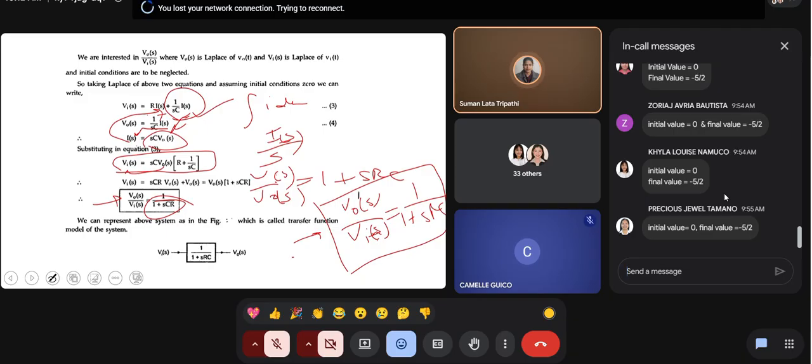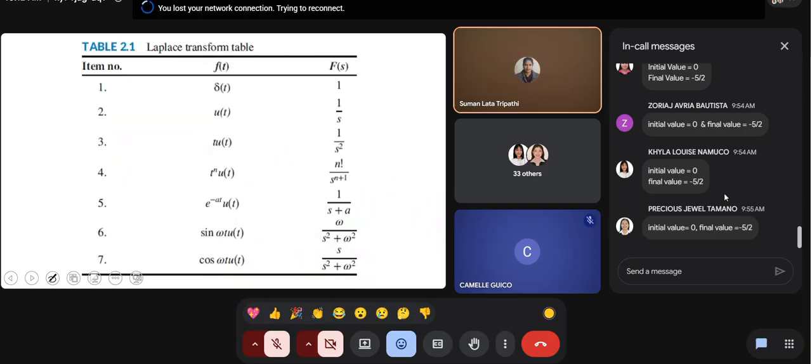In control system, you can write it as that the forward gain is sRC, and the output is Vo(s), and input is Vi(s) in terms of control system. So this way you can represent, and here this one is your transfer function. So this is for the RC circuit. You can easily use the concept of R and C. Sometimes it is an RLC circuit, so you should remember the property of the inductor over there.